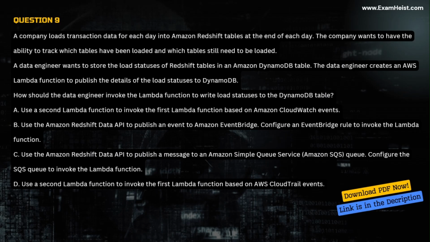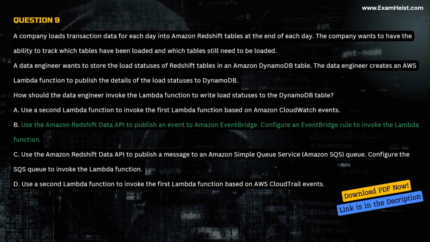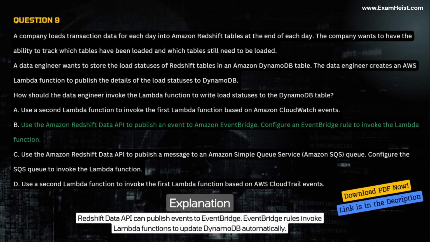Configure the SQS queue to invoke the Lambda function. D. Use a second Lambda function to invoke the first Lambda function based on AWS CloudTrail events. Correct answer B. Use the Amazon Redshift Data API to publish an event to Amazon EventBridge. Configure an EventBridge rule to invoke the Lambda function.